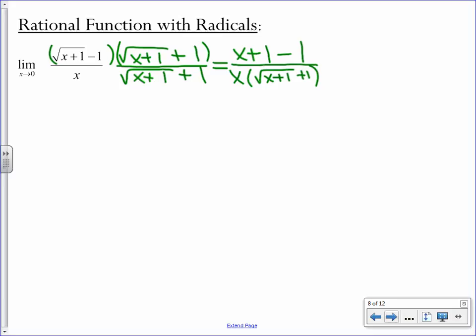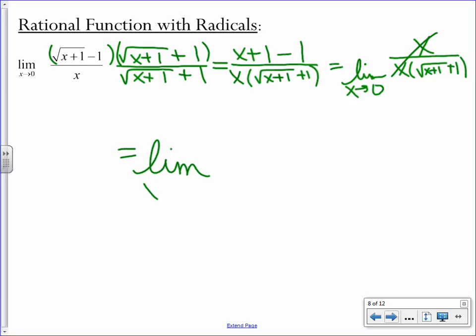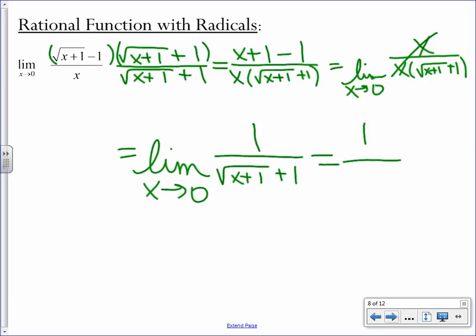Okay. So what happens in our numerator? We get x over x times the rest of the denominator. And then what can happen? We can cancel out the x's. And so now we have the limit as x approaches 0 of 1 over radical x plus 1 plus 1, which would be 1 over 2. Square root of 1 plus 1 would be 2.